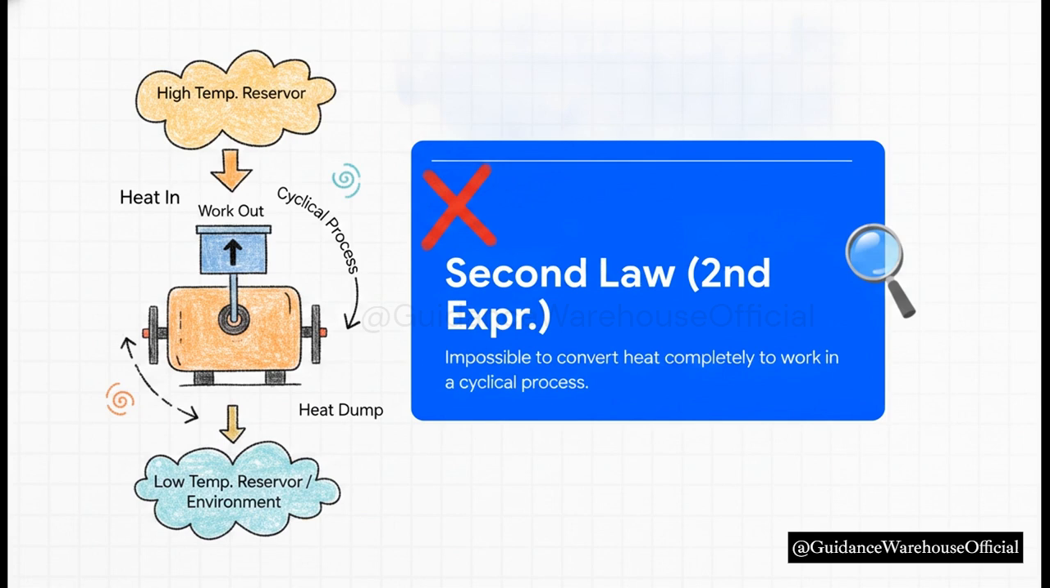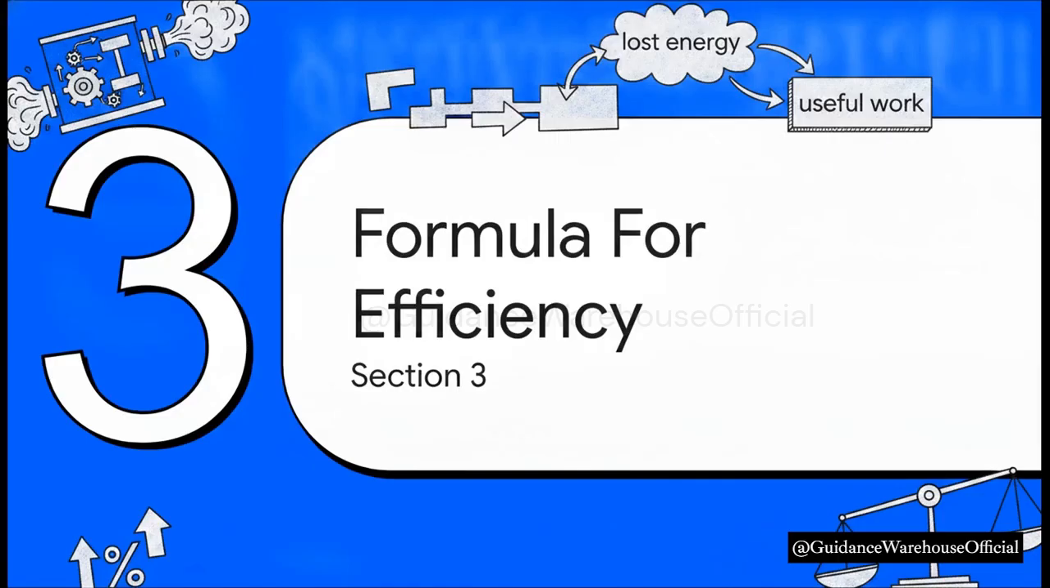It states, it is impossible in any system for heat transfer from a reservoir to completely convert to work in a cyclical process. Now, a cyclical process just means an engine that returns to its starting state every cycle so it can keep running. Picture pistons pumping up and down. To keep that cycle going, nature essentially demands a toll. You absolutely have to dump some heat into the environment. Perfect conversion? It's physically impossible. Knowing we're basically forced to lose some energy, how do we actually measure how good our engine is?